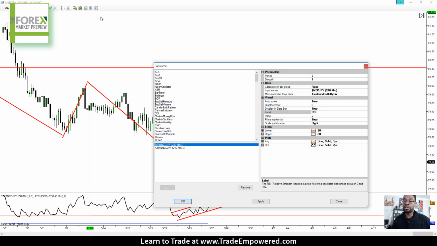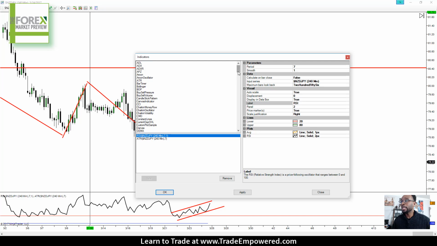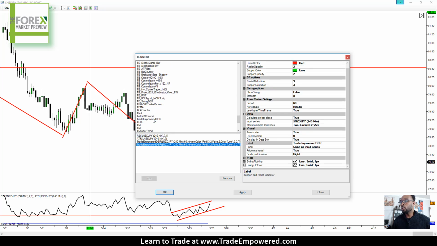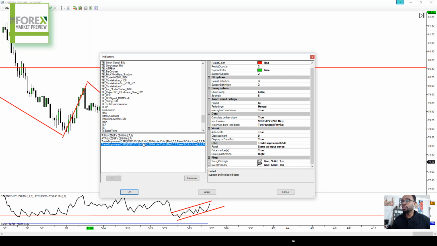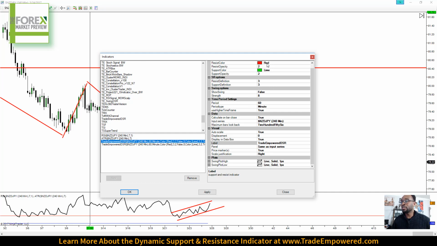So I want to left click my indicator tab up here. I want to scroll down through all these fancy indicators I have but never use, and go to my Trading Power DSR. And I'm going to put two of them on, all right? I want to do a major and a minor. So the major one, I'm going to keep it red and green. Resistance levels are going to be red. Support levels are going to be green.